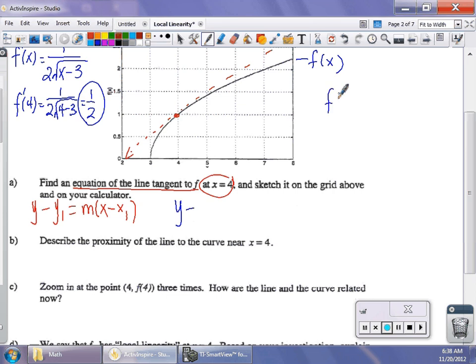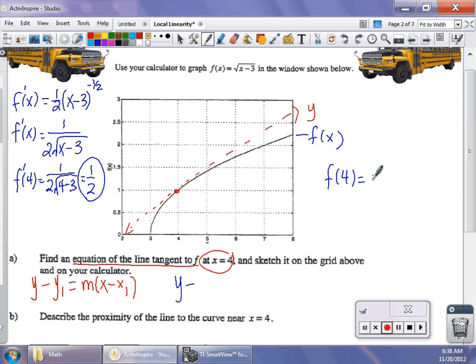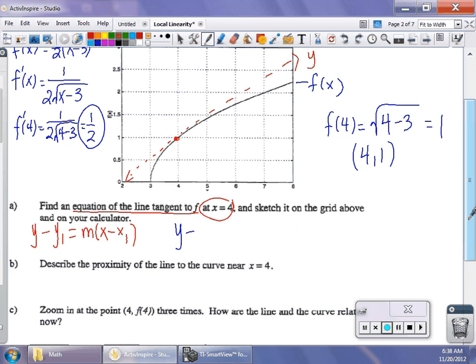We're going to need f of 4. If we put that into the original function, that would be the square root of 4 minus 3, which is the square root of 1, which is 1. So we have the point (4, 1), and we can see that from the graph here. This is the point (4, 1), and the slope of the tangent line, or the derivative at 4, is 1/2. So we have y minus 1 is equal to 1/2 times x minus 4.